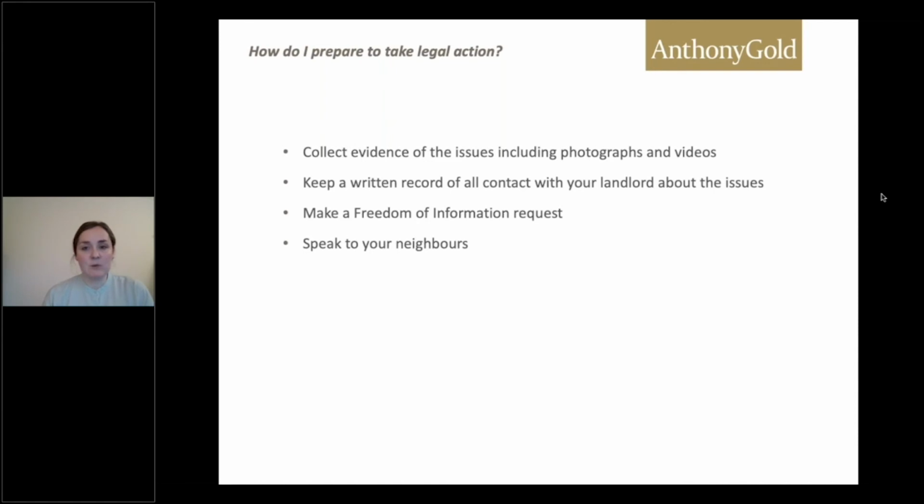Any legal action will need to be supported by good evidence, both of the disrepair and of your landlord being notified of the disrepair. So it's important to collect evidence from very early on in that process. Firstly, you'll need evidence of the issues. So that might be photographs or videos of the disrepair. It's also helpful to keep a note of the date that the disrepair started in your property or when you first noticed it, and also the dates when you noticed any deterioration in the issues.